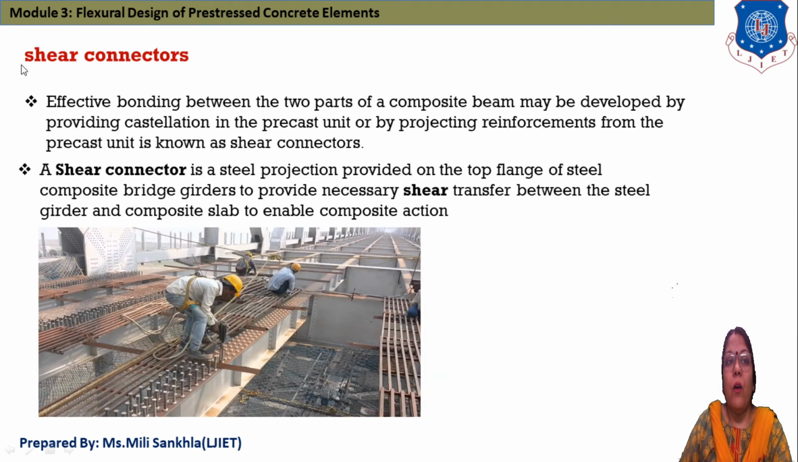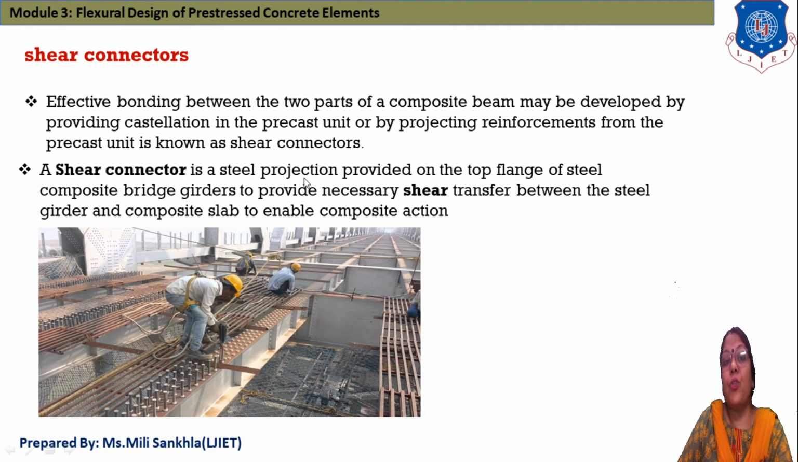Now what is a shear connector? Why do we use this shear connector in our prestressed concrete member? Effective bonding between two parts of a composite beam may be developed by providing castellation in the precast unit or by projecting reinforcement from the precast unit, which is known as a shear connector. Okay, here the main thing is that the shear connector is used for bonding between two parts. Okay, and it is used as a projected part of our member. Look at this, this one is the projected part, and this is used as a shear connector.